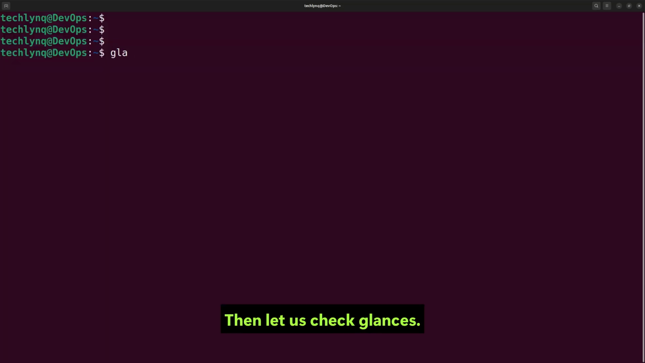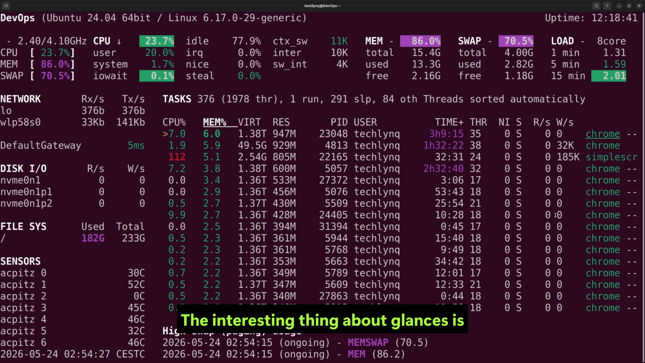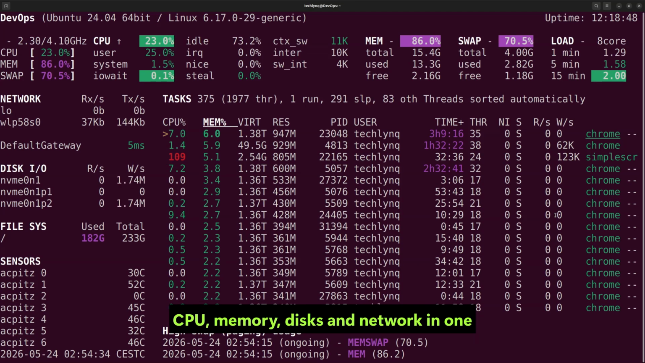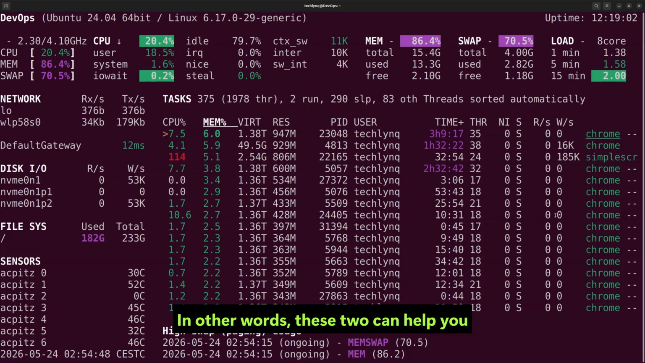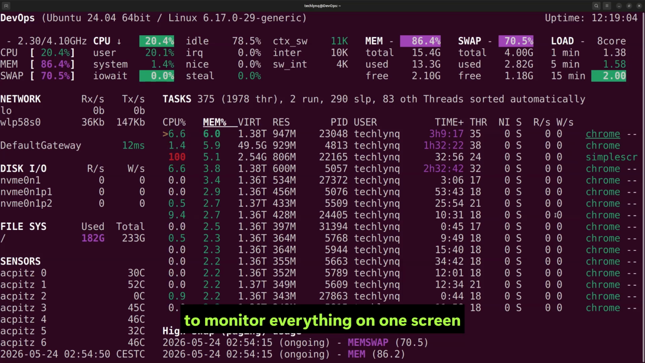Then let us check glances. The interesting thing about glances is that it gives you a full overview of CPU, memory, disks, and network in one screen. In other words, this tool can help you to monitor everything on one screen instead of switching between screens.